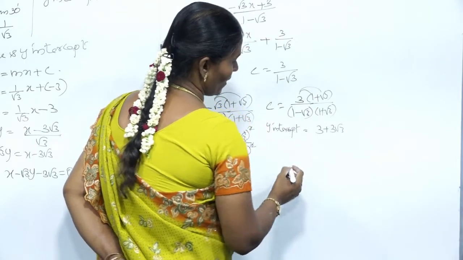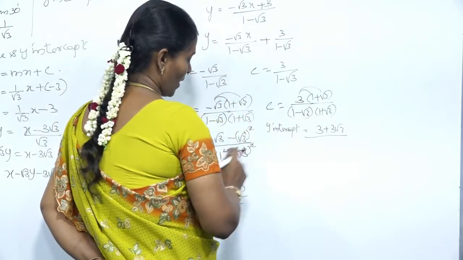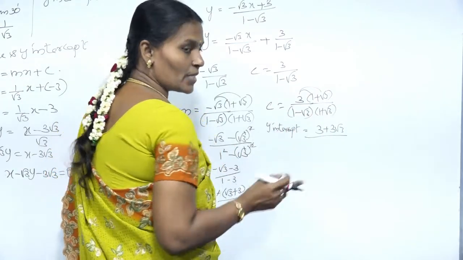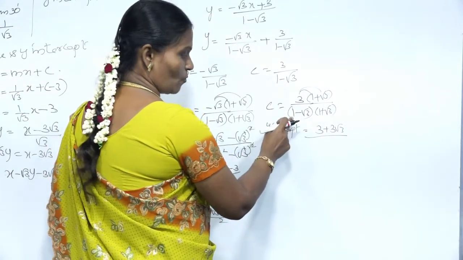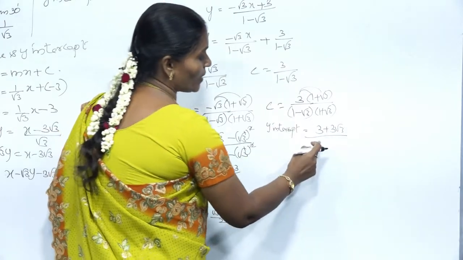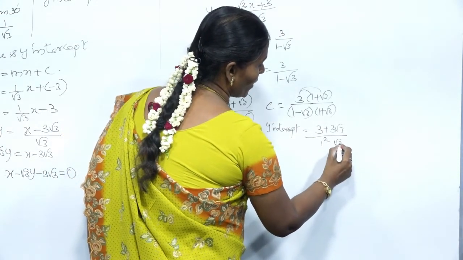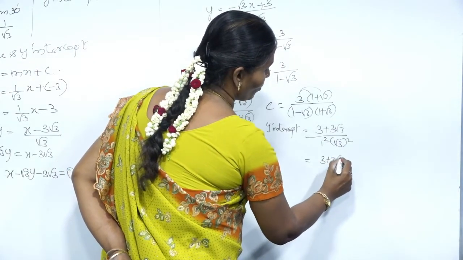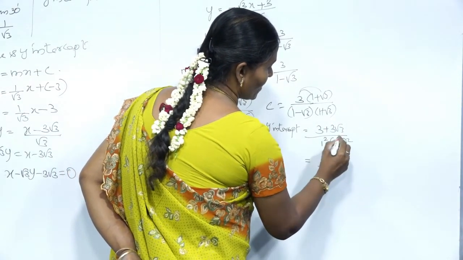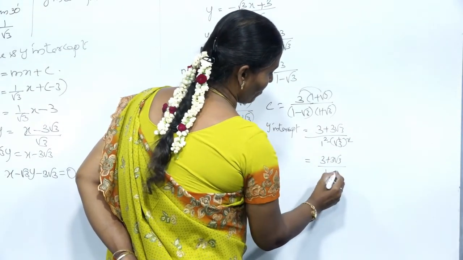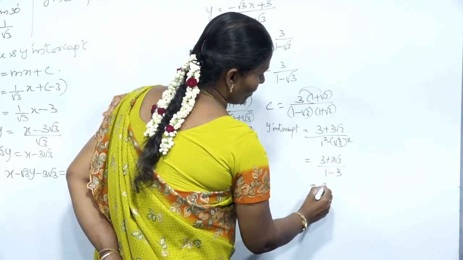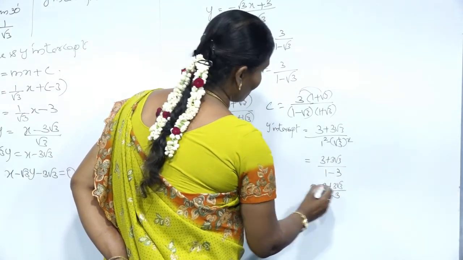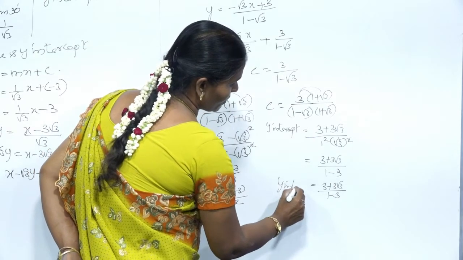By the denominator, here also it is the same, no? Here also we apply a minus b of a plus b, which means a square minus b square. Here a is 1 and b is root 3. So a square means 1 square minus root 3 the whole square, and the square root and square cancel. So 3 plus 3 root 3 by 1 minus 3. This is the y-intercept.